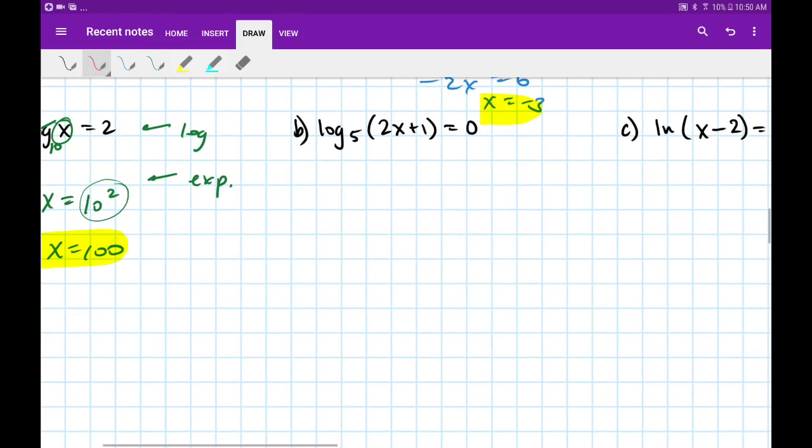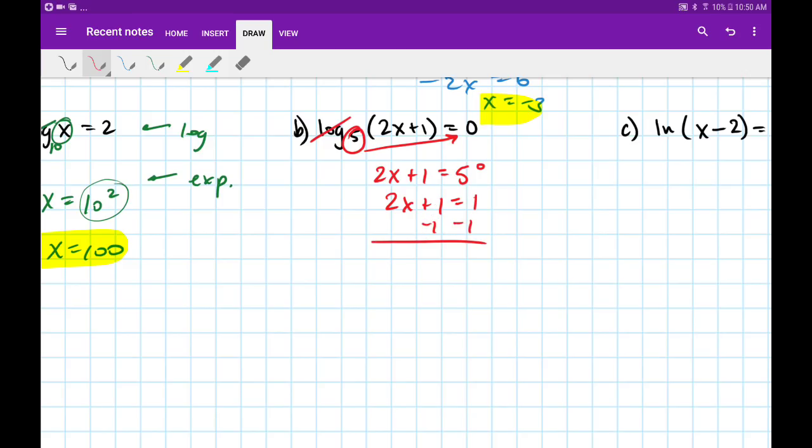Okay, next example. So I need to solve for x. Well, right now I'm in log form, so I'm going to go into exponential form. Circle your base and take it right across to its exponent. So 2x plus 1 is going to equal, well, 5 to the 0 is 1. Next step, subtract 1 on both sides. So 2x is going to equal 0, and then divide by 2. And x is equal to 0.